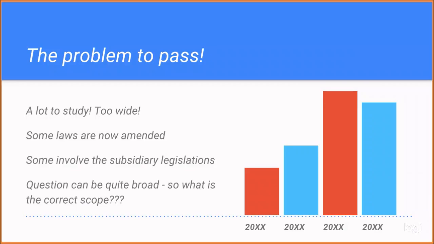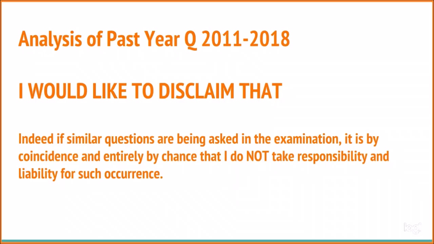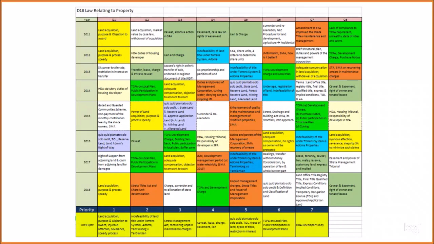That's all. So I'd like to disclaim that whatever I've done for the prediction, I do not take responsibility or liability in case a similar question comes out in the exam. This is the study of the past 8 years, 2011 to 2018, and then I have done the 2019 repeat topics. So roughly it can be 6 or 7 areas. I'll just read through.